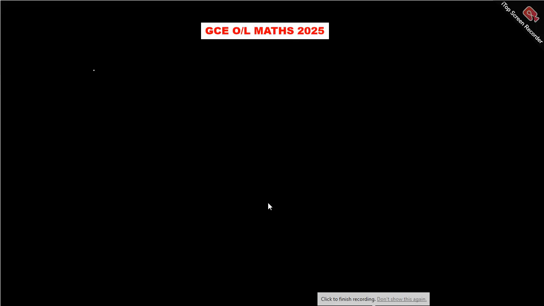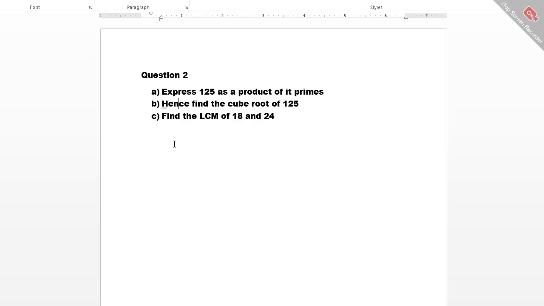So we shall be continuing with question 2 of GCE 2025 O level math. Now let's look at the question. The question states: express 125 as a product of its primes. Question B says hence find the cube root of 125. Question C says find the LCM of 18 and 24.